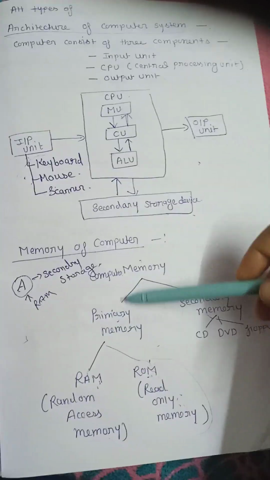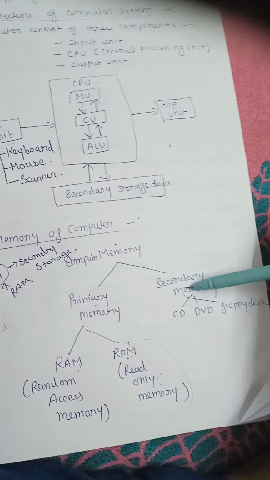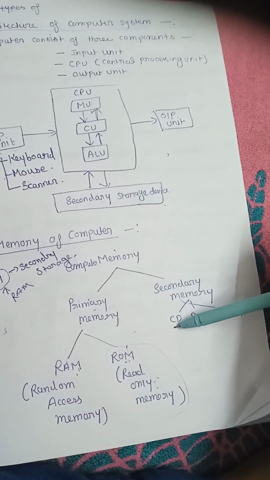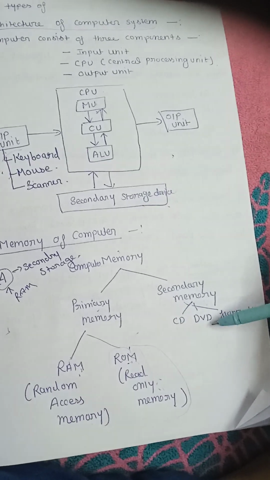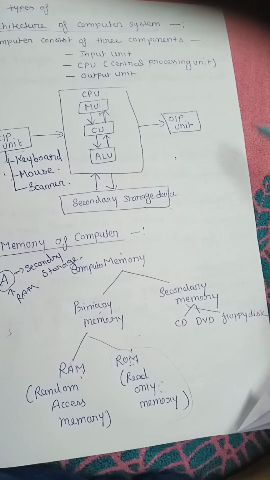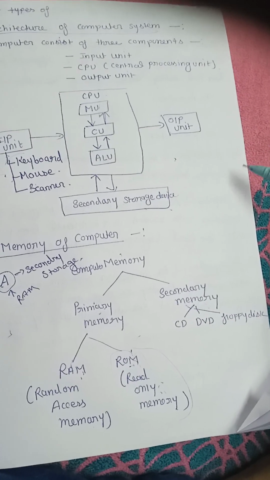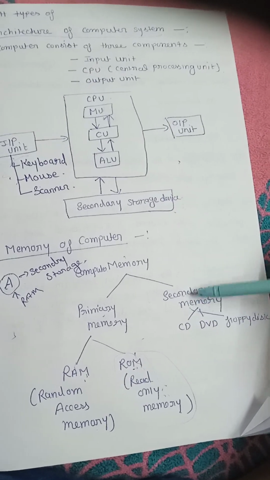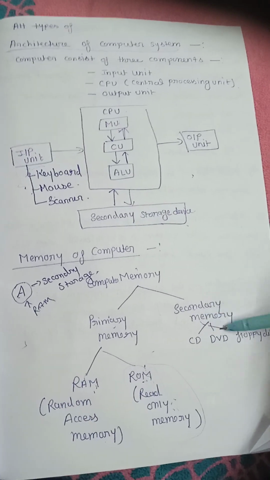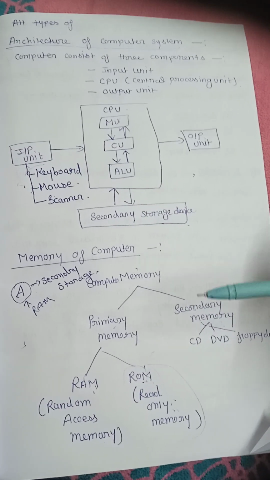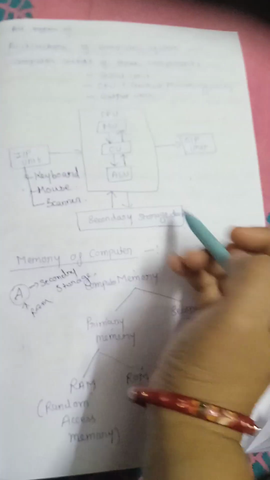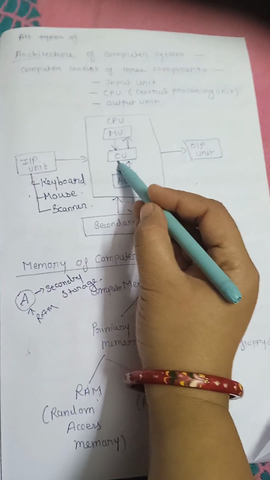The second part is the secondary storage devices, where we save the data, like CD, DVD, floppy disk, hard disk, and pen drive. There are many secondary storage devices where we store the data permanently.